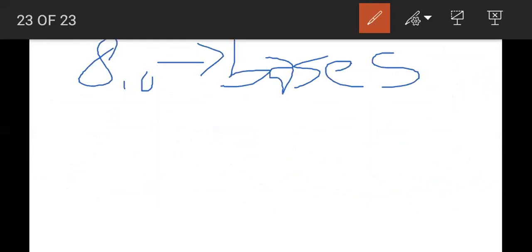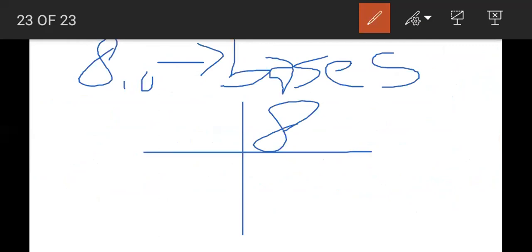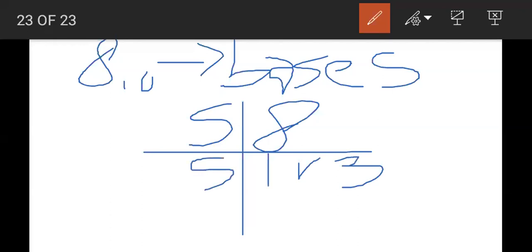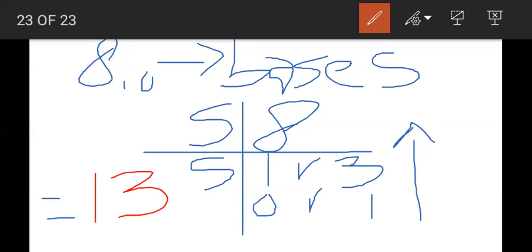If you've not forgotten what I taught you, you should remember that to convert from base 10 to another base, you use division. Is that not it? Therefore, 8 divided by 5 gives us 1 remainder 3. Next one. 1 divided by 5 gives us 0 remainder 1. Therefore, our answer is now 13 in base 5. Thank you. So that is our final answer.